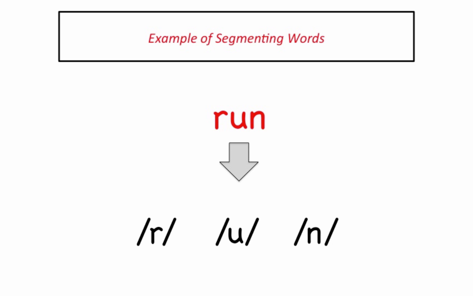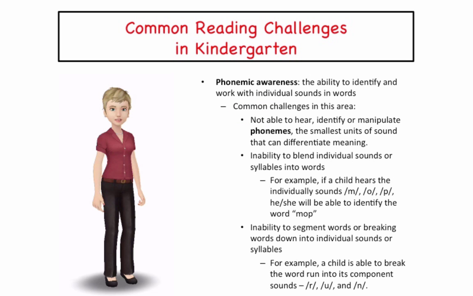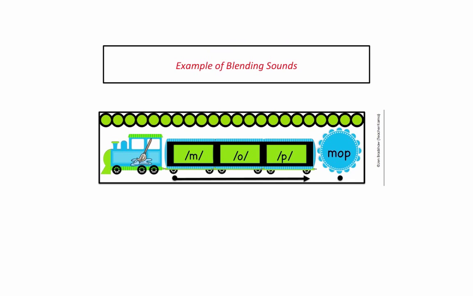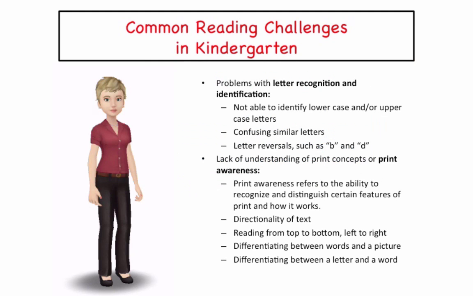sounds r, u, and n. Blending individual sounds into words might also be a challenge for children at this grade level. Here is an example. Presented with the sounds m, o, and p, students in kindergarten might have a hard time identifying that word as mop. The second focus area is letter recognition.